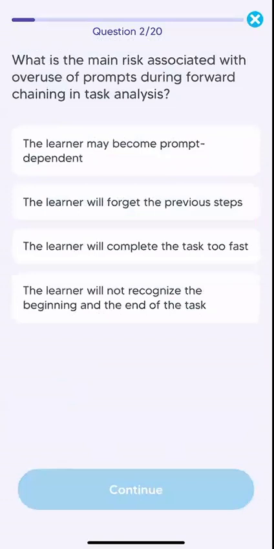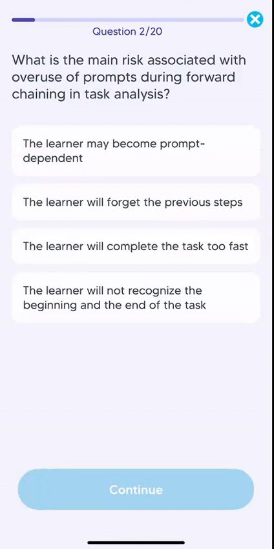Correct. What is the main risk associated with overuse of prompts during forward chaining in the task analysis? The learner may become prompt dependent. The learner will forget the previous step. The learner will complete the task too fast. The learner will not recognize the beginning and the end of the task.